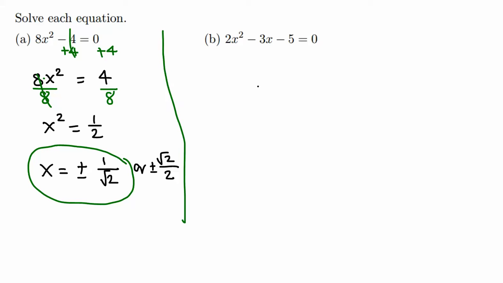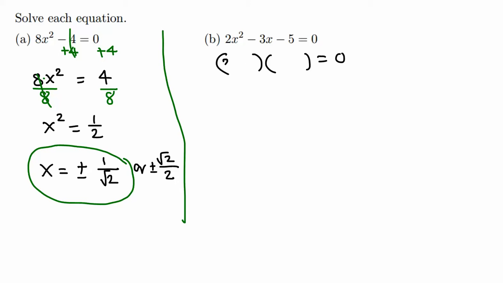Now the next example, 2x squared minus 3x minus 5 equals 0. To solve this equation for x, note that we have x in two places. That means we need to factor. Don't move 5 to the other side. So this is a trinomial, we factor.